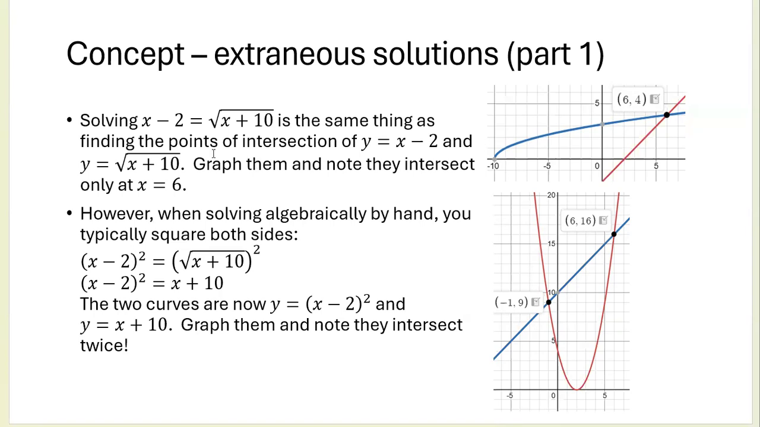So why do extraneous solutions come up? If you do it algebraically by hand, we would square both sides. So we would get x minus 2 quantity squared equals x plus 10, since the square root and the square cancel. Actually, I think that's my next slide. If we graph this parabola and this linear line, now there's two solutions. So what happened? There's one at the same value of x, which we expected, but now there's another one where x is negative 1.